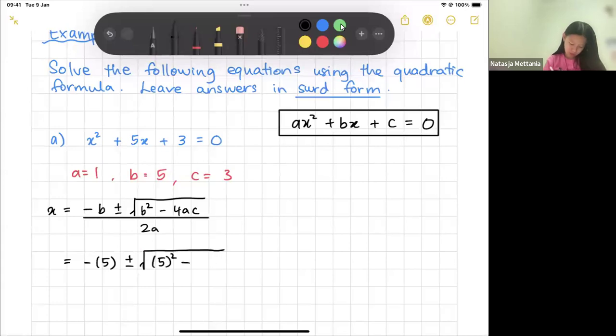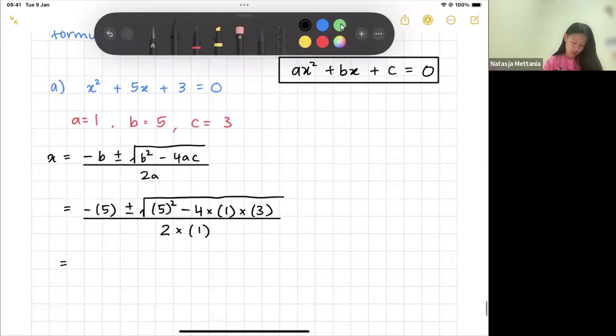Plus or minus the square root of 5 squared minus 4. This here is actually 4 times a, which is my 1, times 3, my c, all over 2 times 1, which is my a. Once you've done that, all we're doing is just simplifying it.